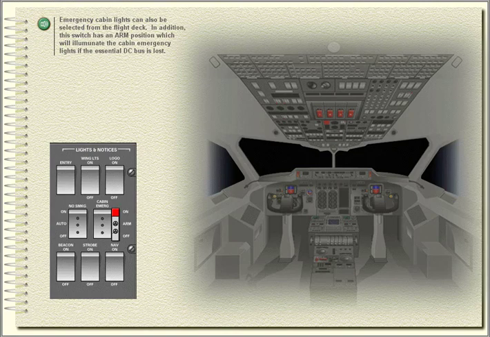Emergency cabin lights can also be selected from the flight deck. In addition, this switch has an arm position which will illuminate the cabin emergency lights if the essential DC bus is lost.